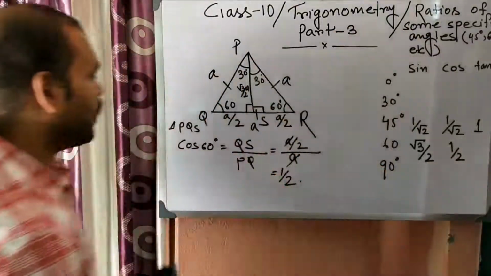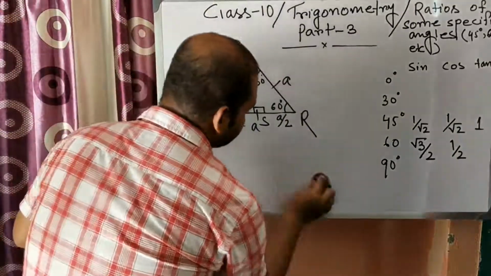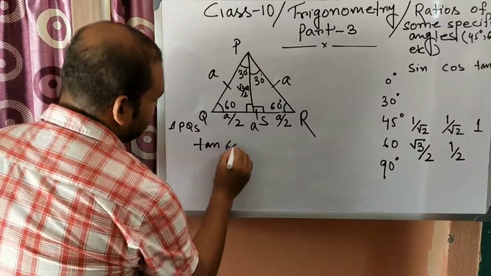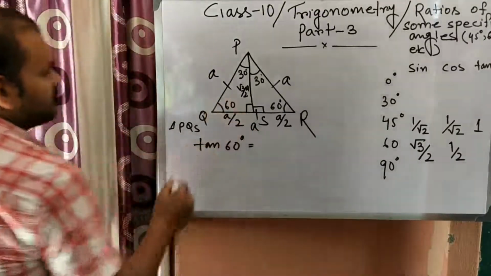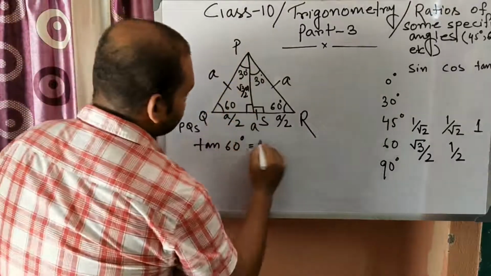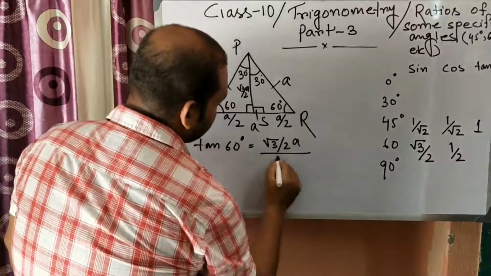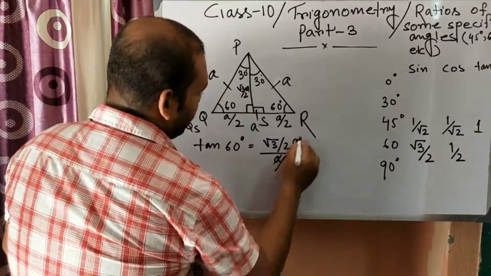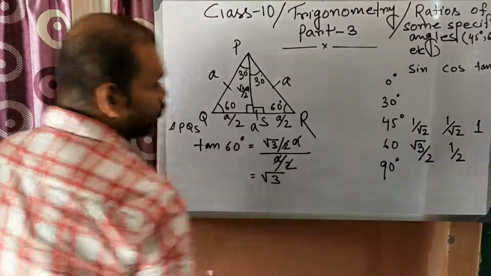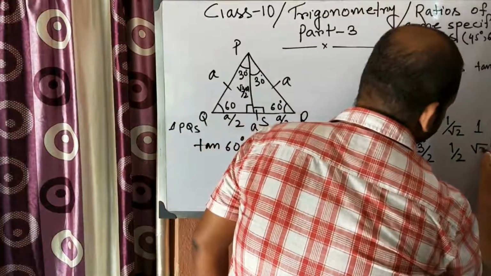Now what is the value of tan 60? How to find it? Very easy. Tan 60 from this triangle is perpendicular by base, that is root 3 by 2 A divided by A by 2. So A cancels out, 2 cancels out, and it will give you the value root 3.